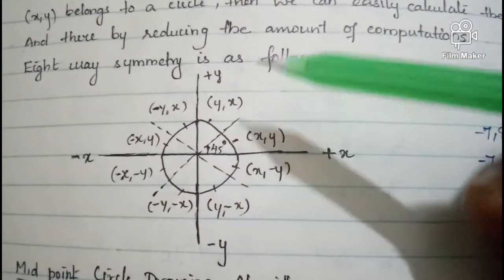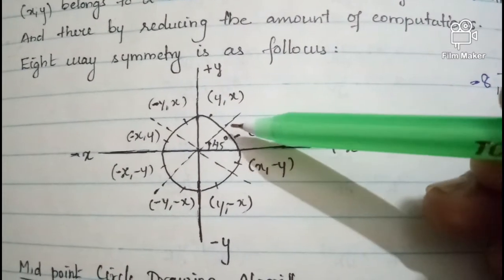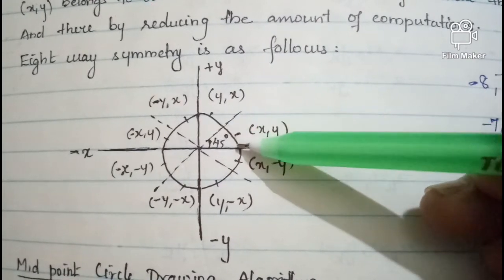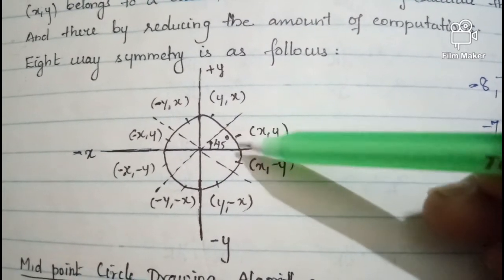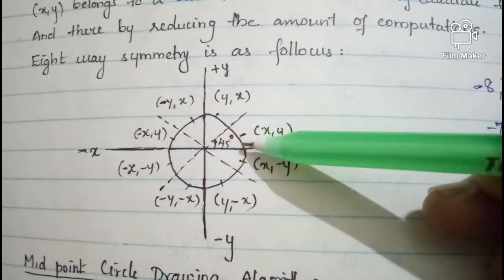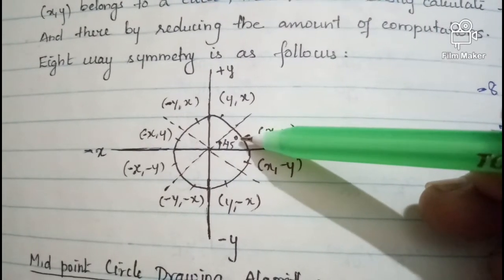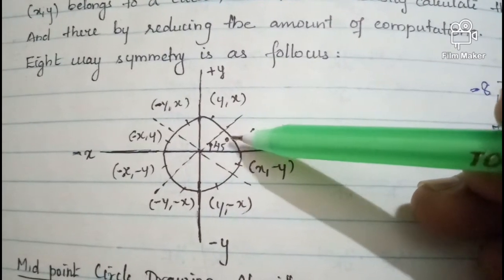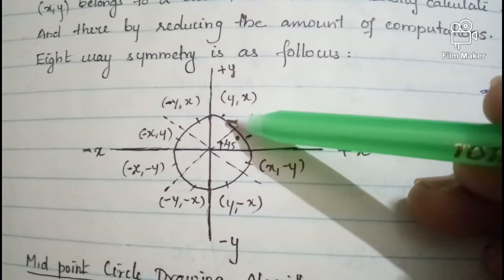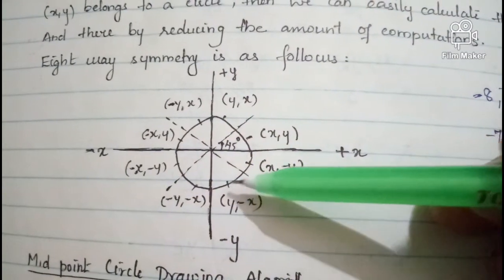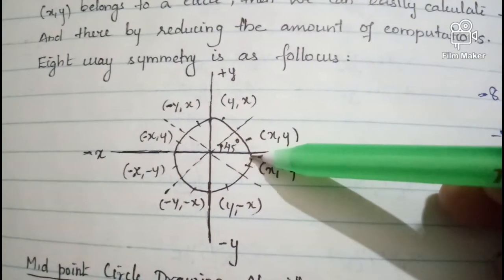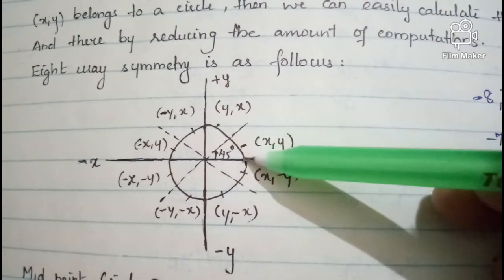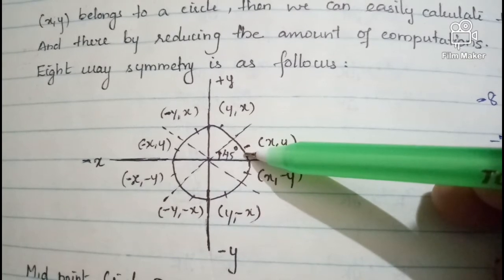8-way symmetry is a method in which the algorithm calculates only the xy positions of the first octant. That means only the xy points of this octant will be calculated. And this algorithm automatically plots all the pixels of the remaining 7 octants. That means with this algorithm, we need to compute only the xy values of one octant.